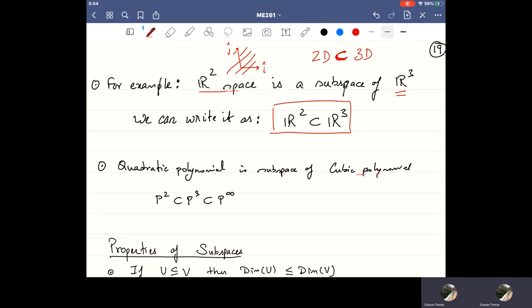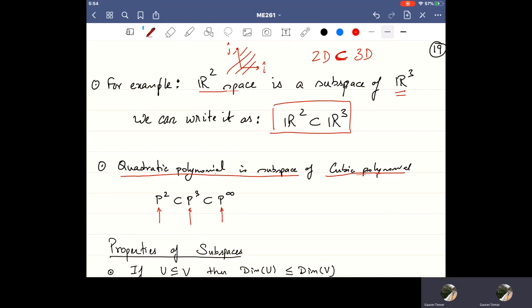In the function space or polynomial space, you can bring in the same concept of subspace. Let's say the quadratic polynomial space is a subspace of the cubic polynomial space, which is going to be a subspace of the infinite dimensional polynomial space, of degree infinity. So a polynomial of degree 2 is a subspace of polynomial of degree 3, which is a subspace of polynomials of degree infinity. So you have a concept of subspaces for function spaces.